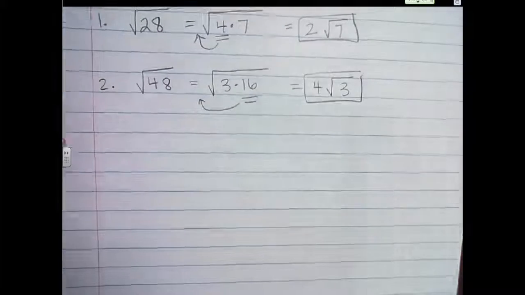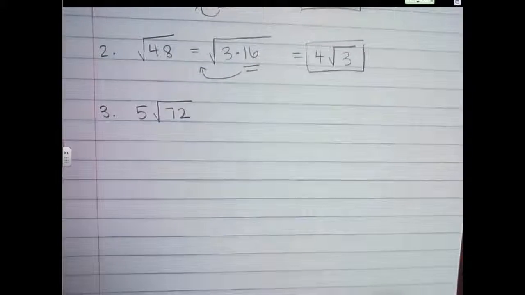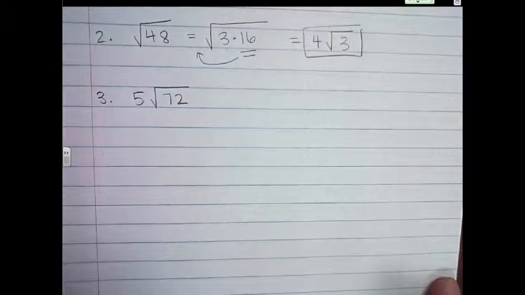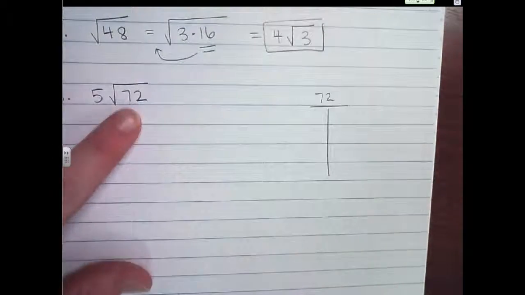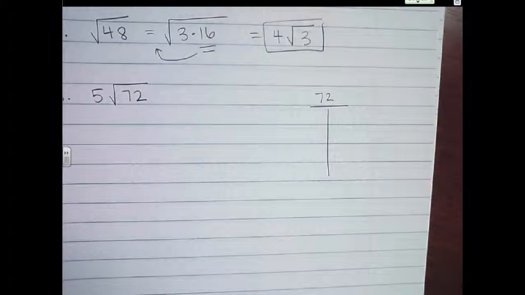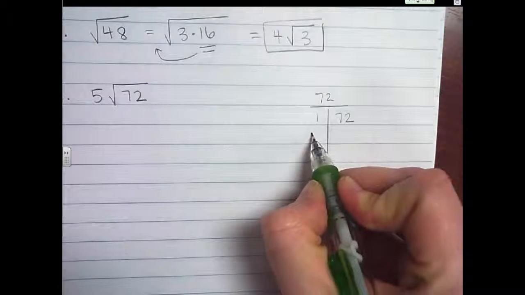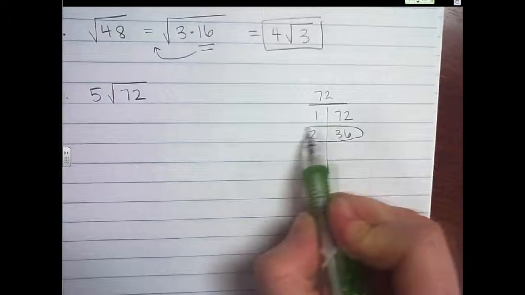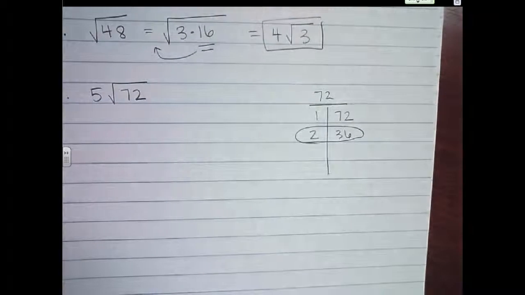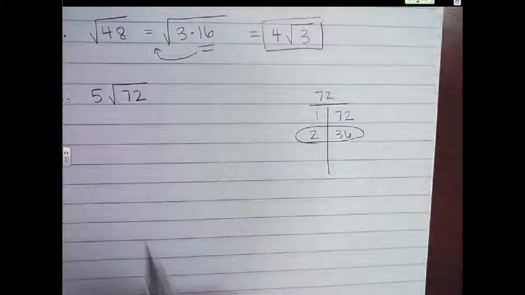Okay, next one. So now I'm going to put a number in front. 5 times the square root of 72. So what I'm going to do is take 72 and make my factor chart like I talked about with 48. If you make a factor chart, you're guaranteed to find the first or the biggest perfect square, which will save you time in the end. So 1 times 72. Does 2 go in? Yeah, 2 times 36. Do I have a perfect square yet? Yes, I do. You can do 9 times 8, but if you do this, you're going to get the biggest one. You're going to get 36. Okay, so now I'm going to split this up.